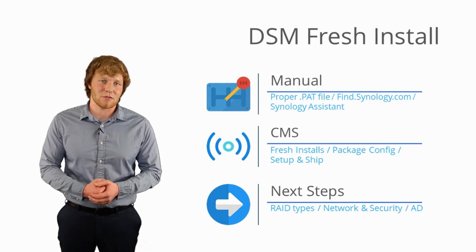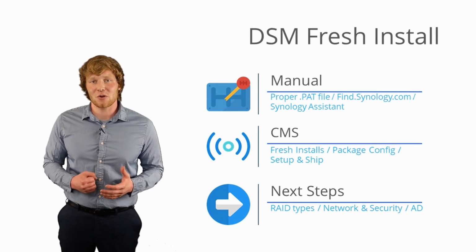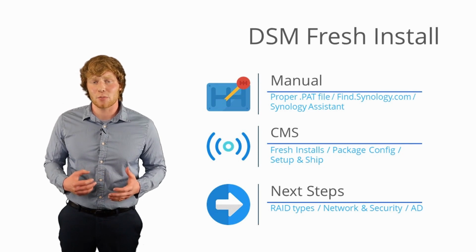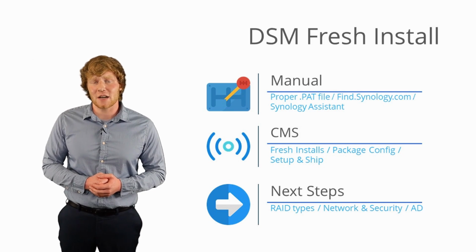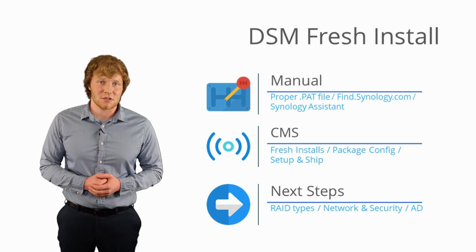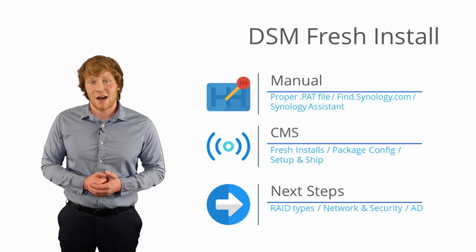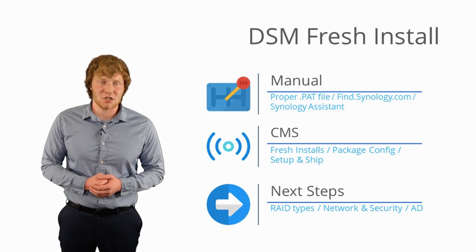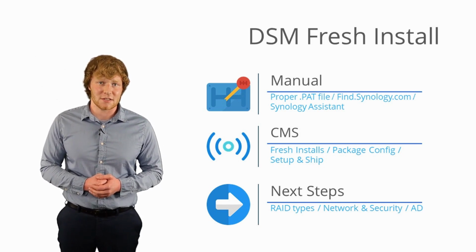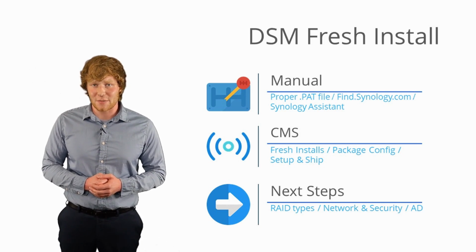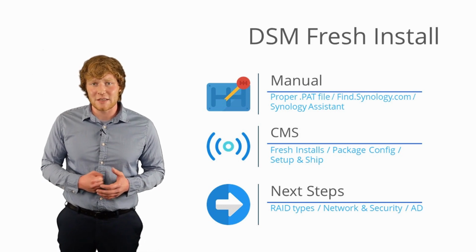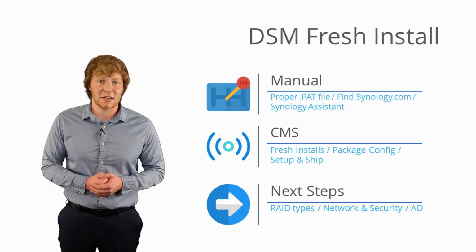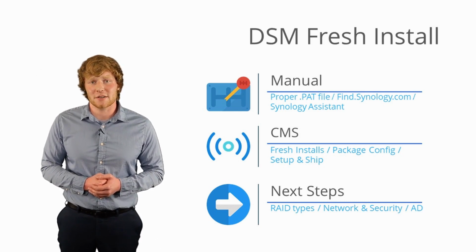So let's review everything that we've learned so far. First, we looked at how to install DSM manually by downloading the appropriate .pat file from the Download Center section on our website, and then using either the find.synology.com domain or Synology Assistant. Remember, we recommend using Synology Assistant as a best practice. After that, we looked at how to do a mass installation of DSM across multiple Synology devices using the Synology Central Management System application. Finally, we looked at the next steps that are involved after you install a new instance of the DSM operating system, including selecting a RAID type, creating users, and joining to your existing domain.